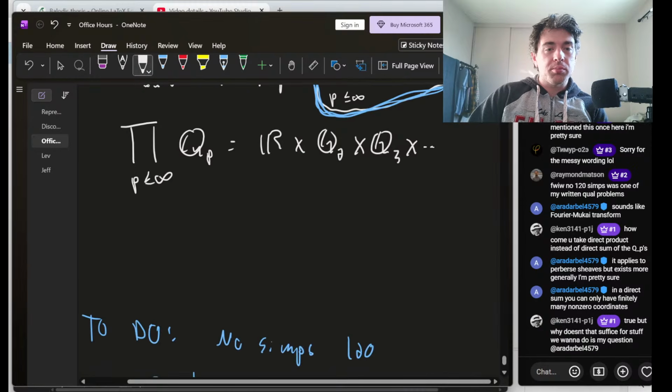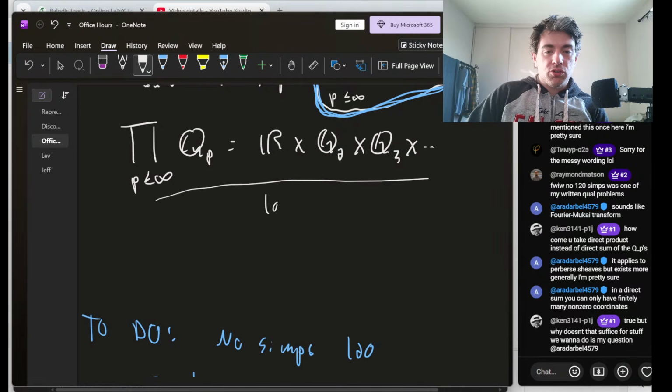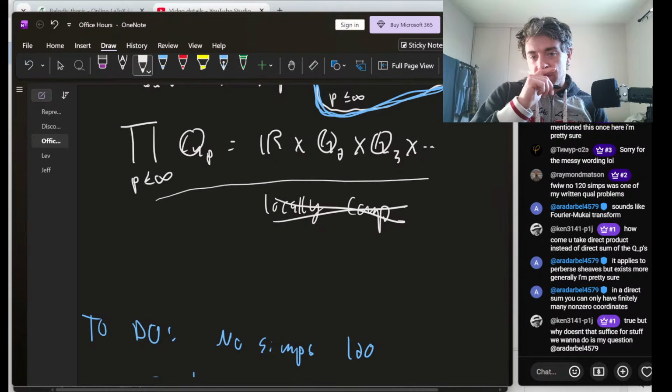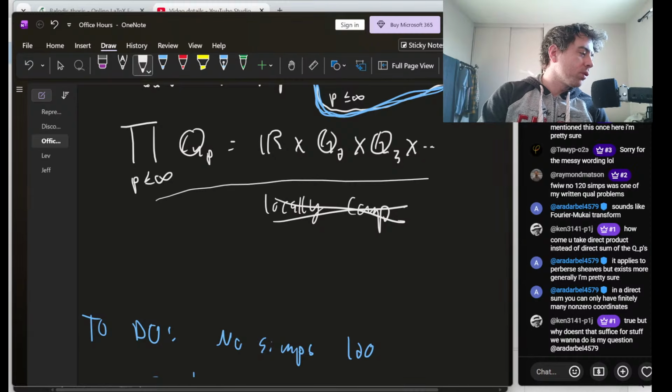Okay, but there's a problem with this. The problem is, if you do this, now this whole big ring fails to be locally compact. Oh no, we're so sad. This big ring fails to be locally compact. So, what then?